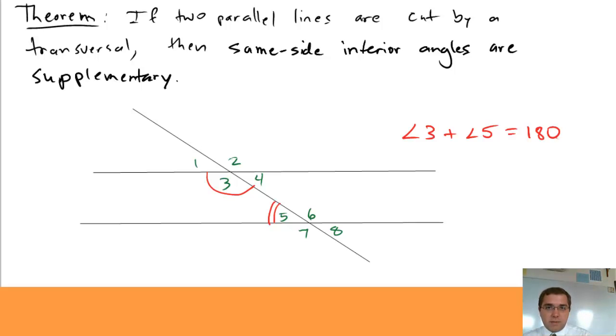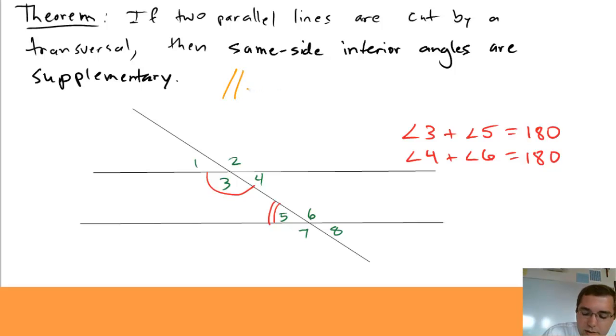We also have another pair of same side interior angles. They're on the other side of the transversal. Angle 4 plus angle 6 would equal 180 degrees. Okay? Same side interior angles are supplementary. Shortened way to write this theorem would be to say parallel lines imply, I'm going to write out same side, and then INT for interior angles are supplementary.